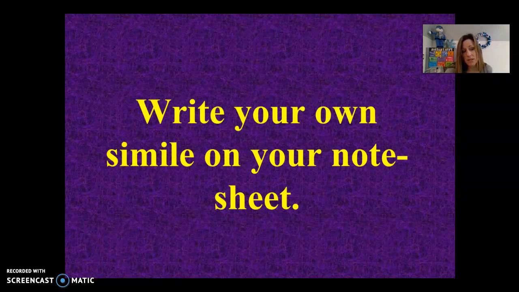Now, take a minute to write your own simile on your note sheet. So you see that you have your own block to do that. If you can't come up with one on your own, you can go back and use one of the other examples that were given in the slide, but try to come up with one of your own.